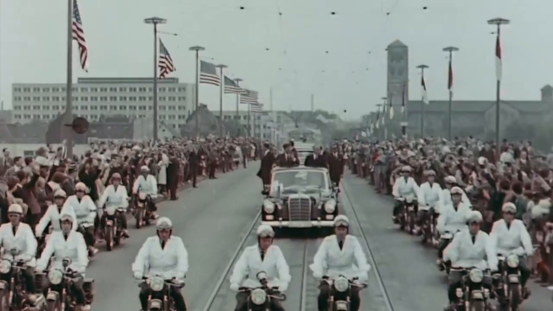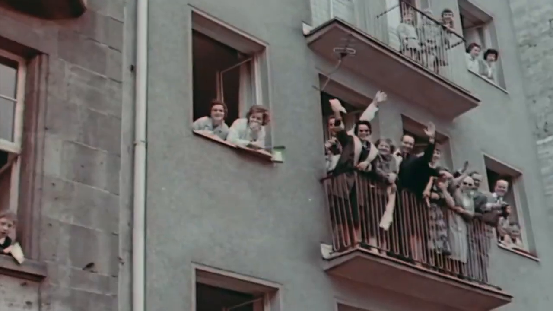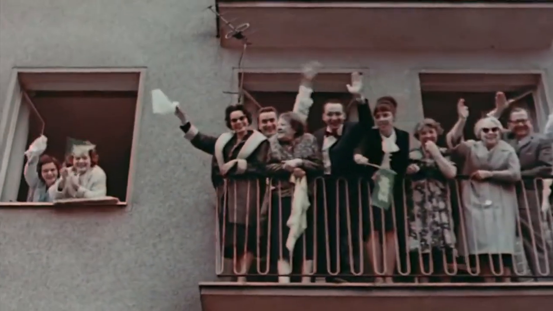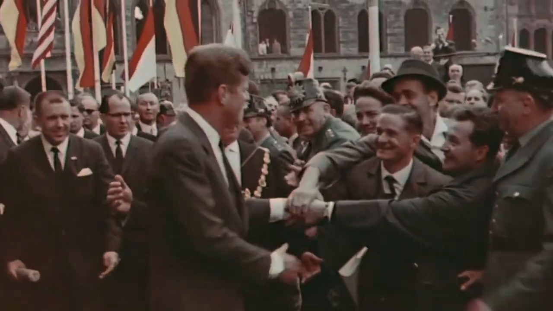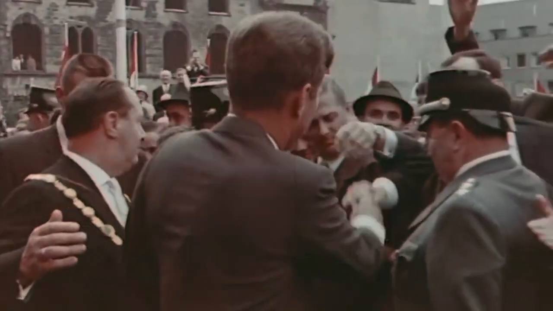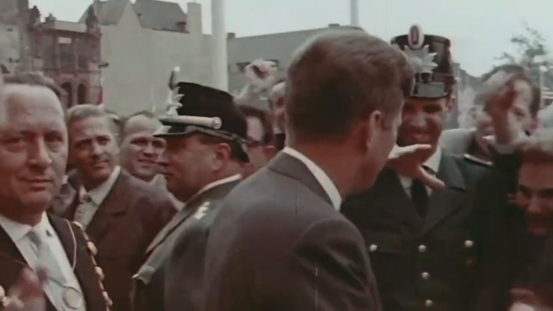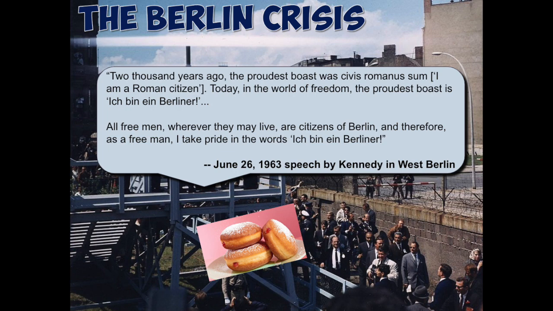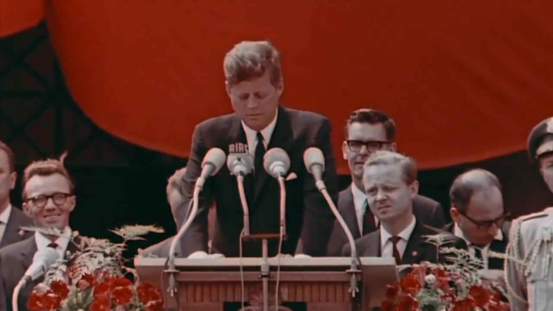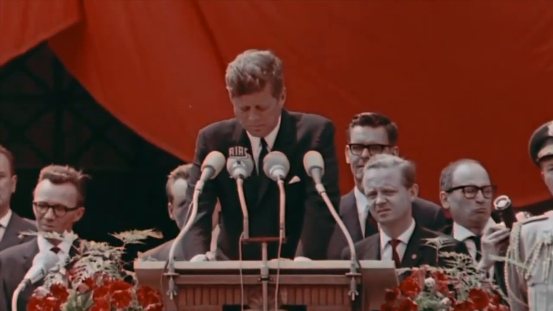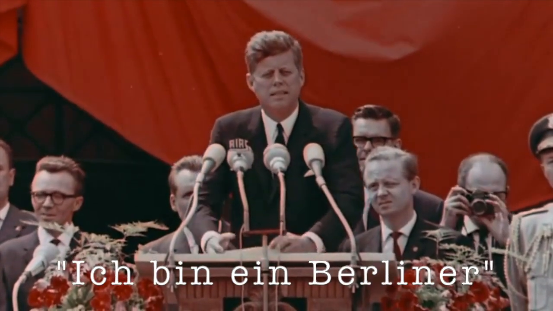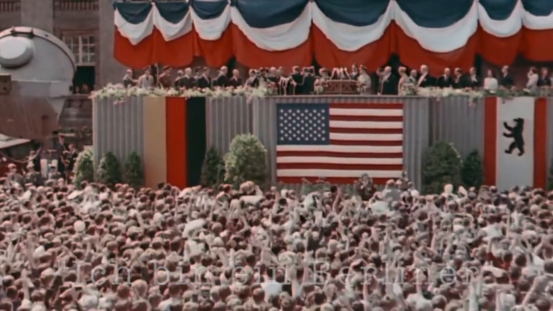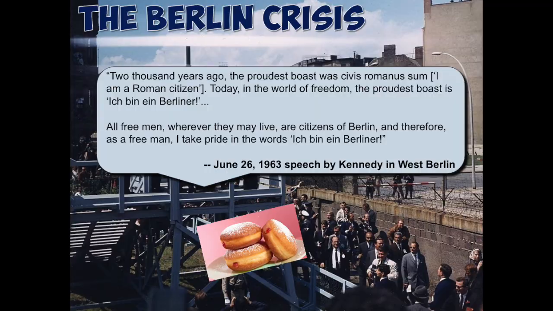The next big event of the Berlin crisis occurred in 1963, when in West Berlin, Kennedy delivered the best-known speech of the Cold War and the most famous anti-communism speech ever. Called the "I am a Berliner" speech, and given in front of a crowd of over 120,000 people, the most famous line was when Kennedy said, "As a free man, I take pride in the words, Ich bin ein Berliner." Meaning, I am a Berliner.